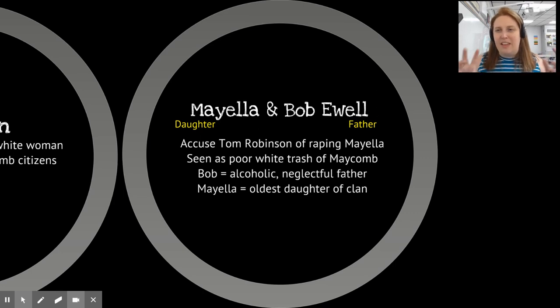I don't really like that idiom, but that's how they're kind of described. So Mayella is the girl who's accusing Tom Robinson of raping her. Okay, and we'll get into this more in part 2.